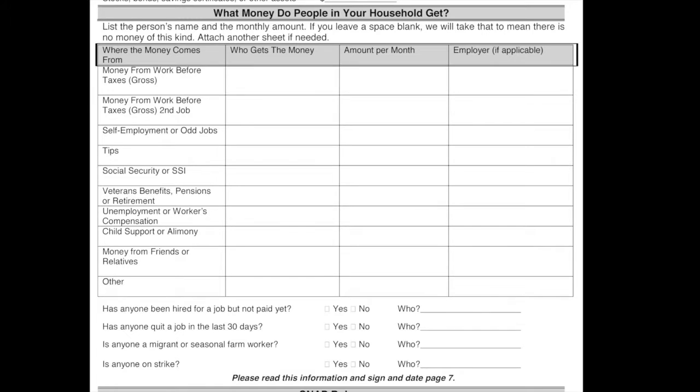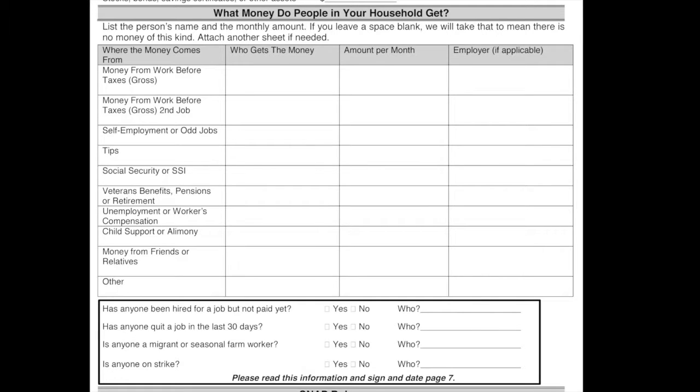I typically will put a slash through the categories where that person doesn't have income, so that when the DCBS offices reviewing the application know there is nothing in this category, it's not like it was omitted, it's just there isn't any income. Next are the questions to ask if they have been hired and not paid or quit a job in the last 30 days, a migrant or seasonal farm worker, or on strike.